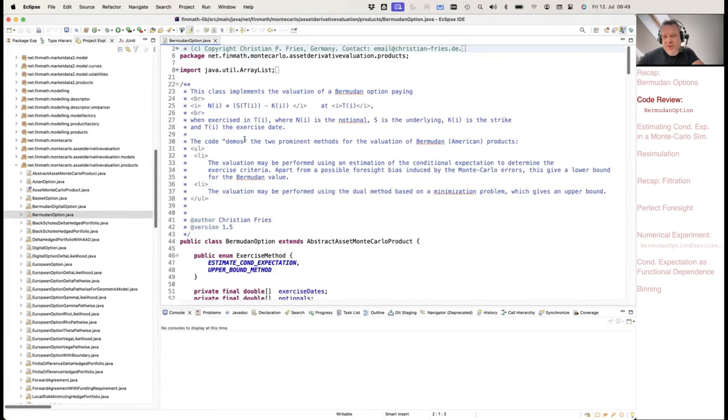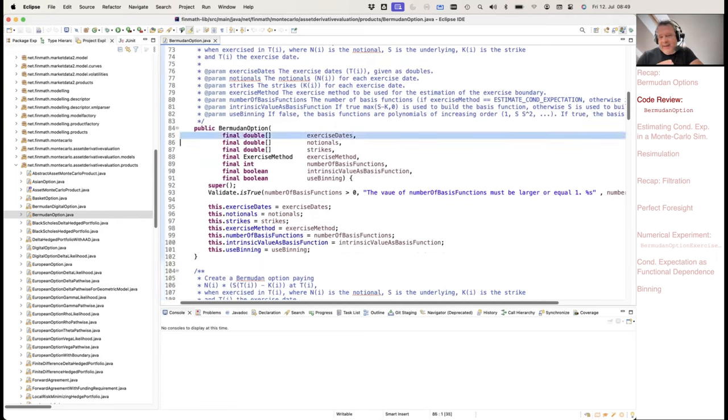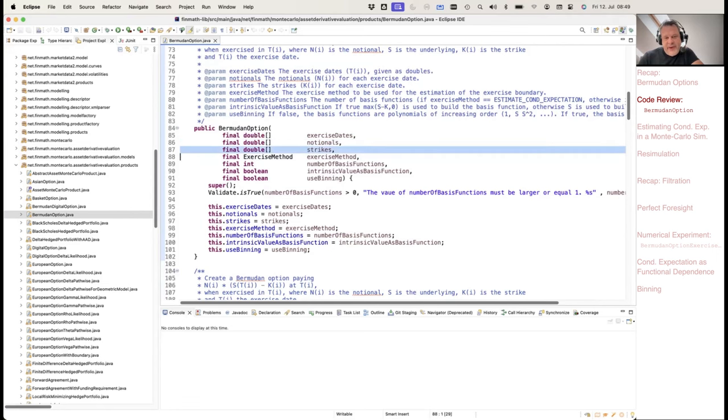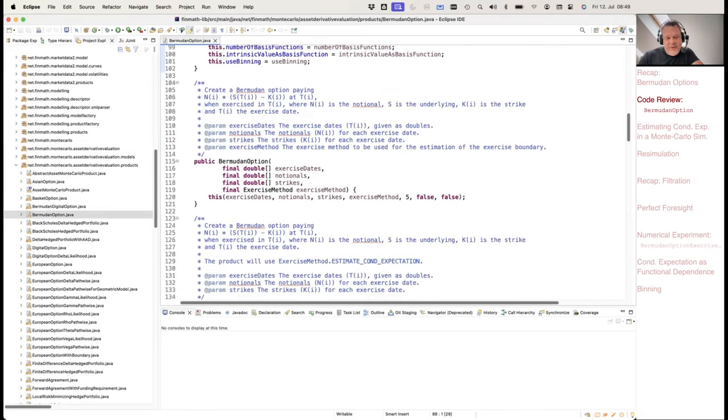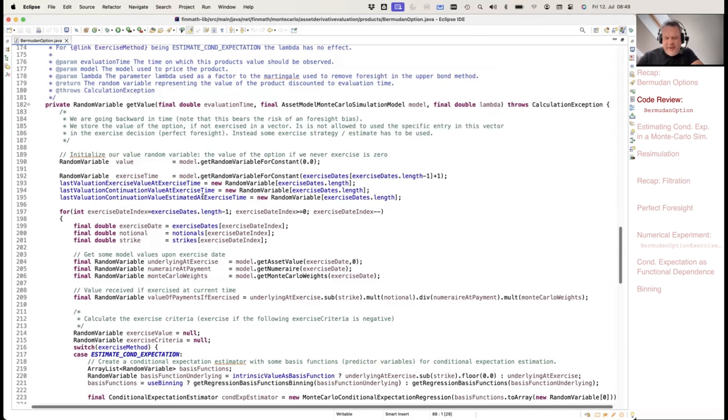This is a simple Bermudan option, like in our example, that pays you S of T_i minus K_i, maybe also multiplied with a constant, a notional, at different times T_i. So you have the right to receive this at one of the times T_i, or nothing. So what do we do? We have a constructor that has the exercise times, the T_i, the notionals, the constants that we multiply with the strikes K_i. And if you take a look at the evaluation method, there are different tricks implemented here.